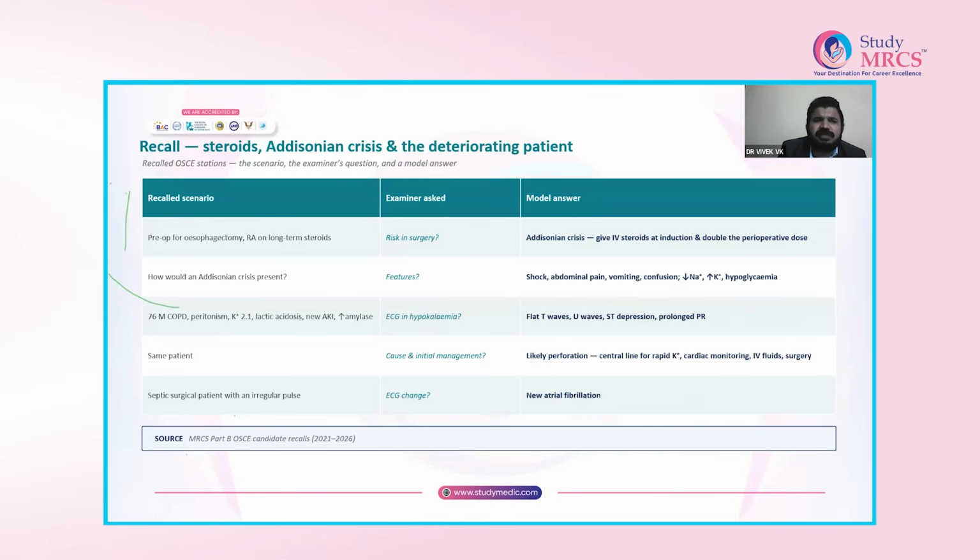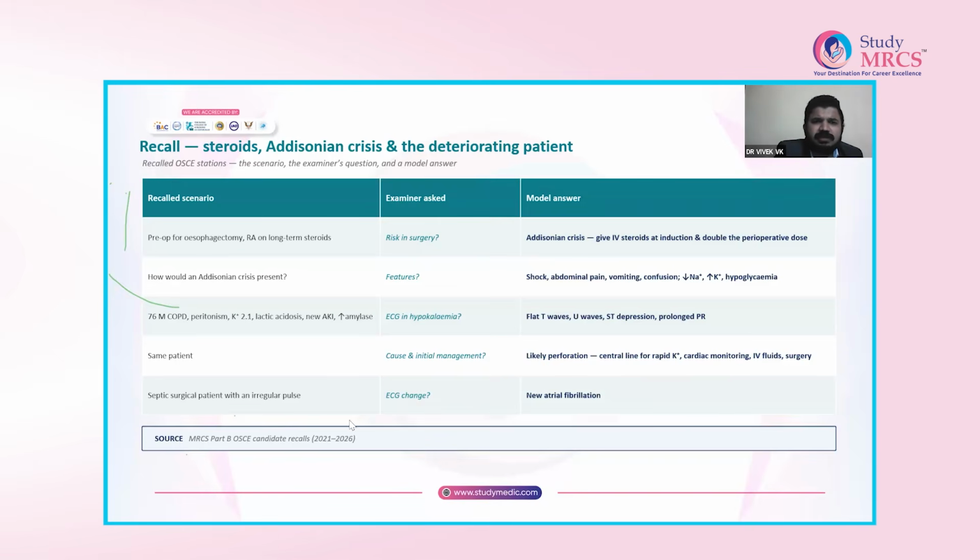Steroid, Addisonian crisis and the deteriorating patient. Preoperative esophagectomy, rheumatoid arthritis on long-term steroid. The patient can develop Addisonian crisis, so give intravenous steroid at induction and double the perioperative dosage. How would an Addisonian crisis present? The patient will present with features of shock, abdominal pain, confusion, vomiting, and electrolyte imbalance like hyponatremia and hyperkalemia. What are the ECG findings in hypokalemia? The T wave will be flat, U waves, ST depression, prolonged PR.